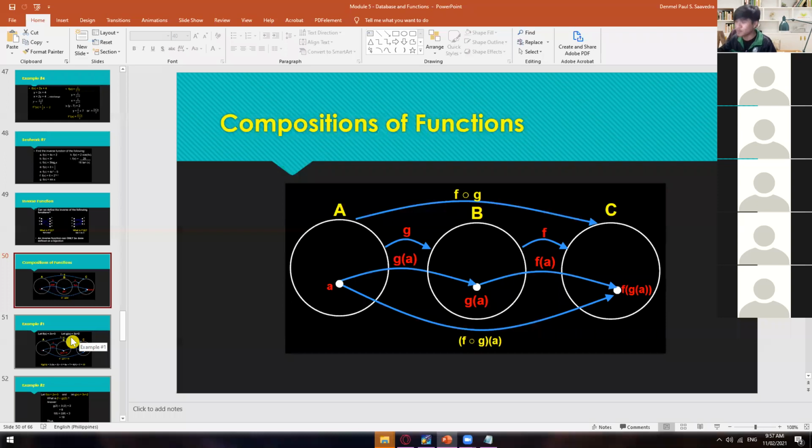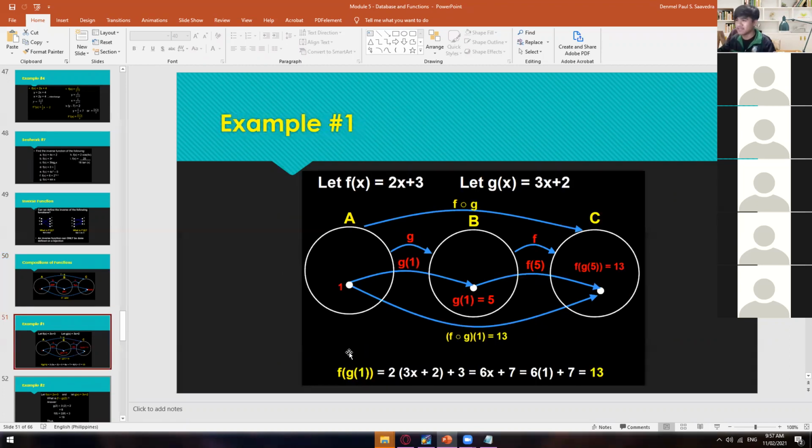Because we won't be able to come up with a solid definition of this one unless we have an example, okay? So from there, just worry about the value of your g of x, and then substitute your g of x here, and then you will get this one. I will leave this to your analysis, as long as you come up with the result of 13, then you're good to go.